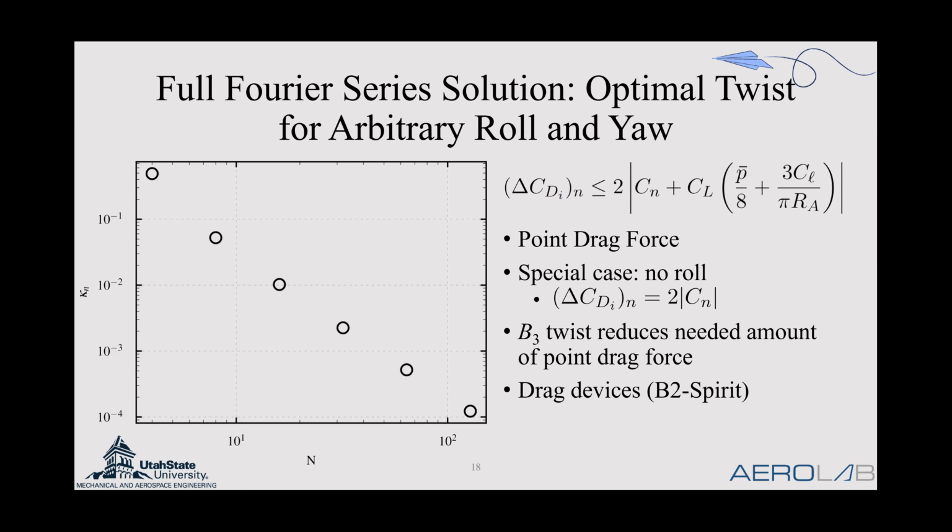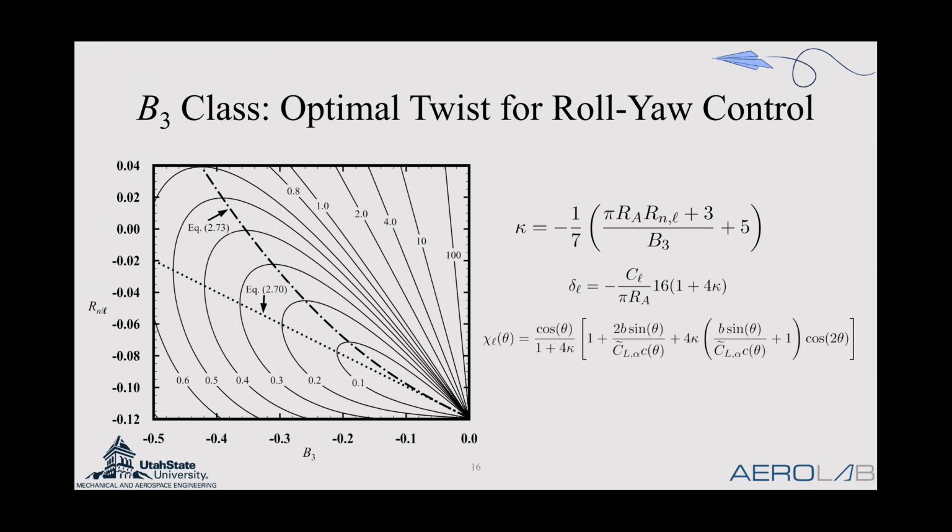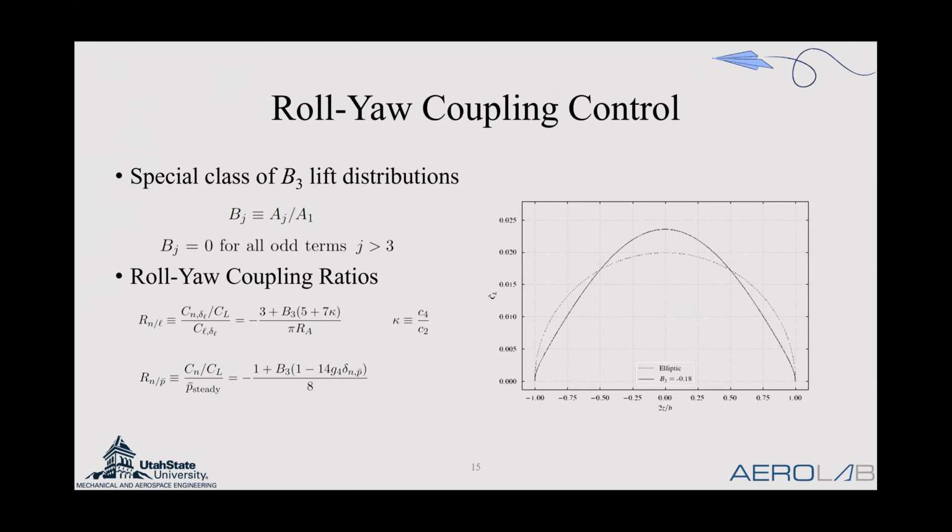And also, going back to page 15, was there a reason that you put the figure on the right? So I didn't talk about this left very much because Jeff already talked about it a little bit. This is just an animation showing the B3 class of symmetric lift distributions. It goes from B3 equals 0, which is the elliptic, up to B3 equals minus 1/3, which is Prandtl's 1933 bell shape.